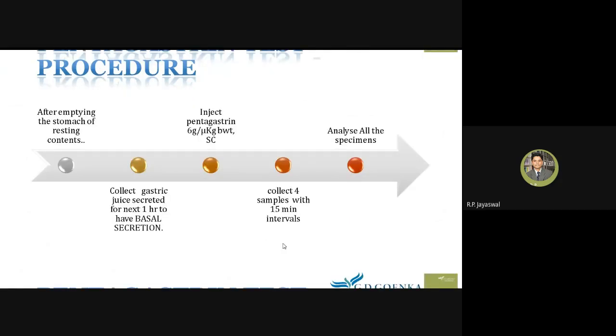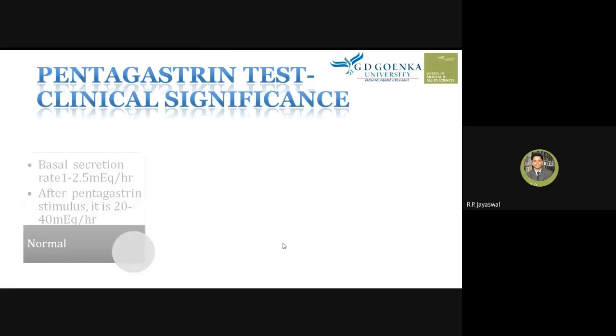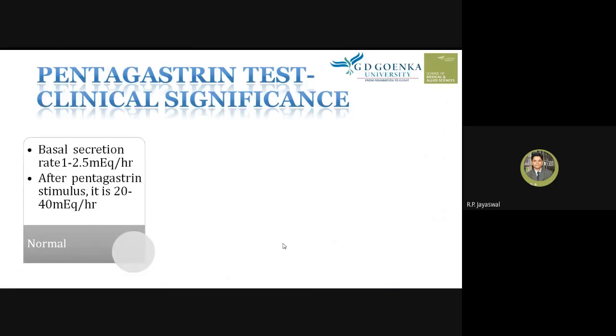The pentagastrin test clinical significance. In normal condition, the basal secretion rate is 1 to 2.5 milliequivalent per hour. This is the basal secretion. After pentagastrin stimulus, it reaches 20 to 40 milliequivalent per hour. So this is the response of the pentagastrin test; normally after stimulus the value reaches 20 to 40 milliequivalent per hour.